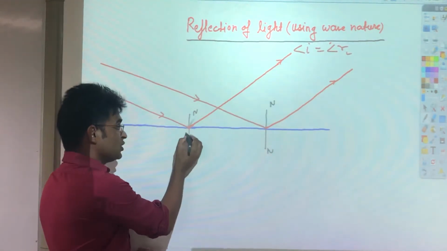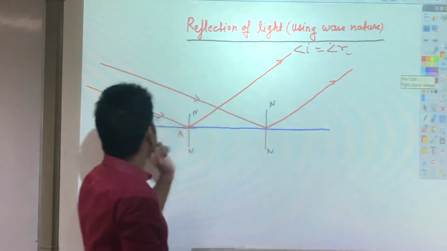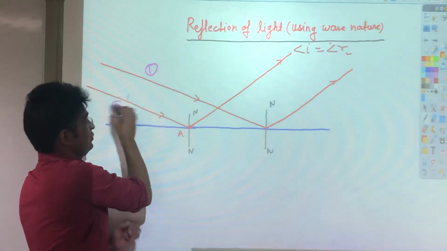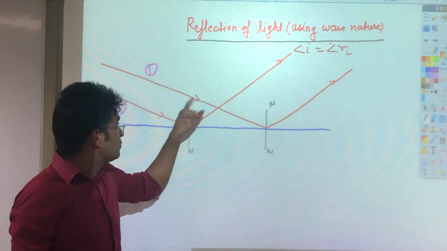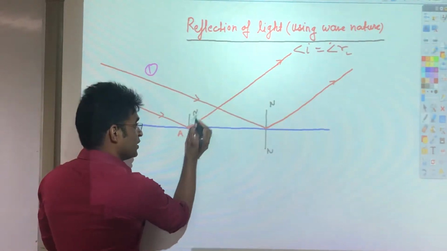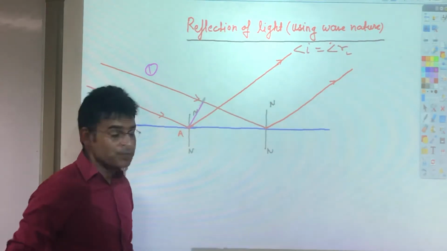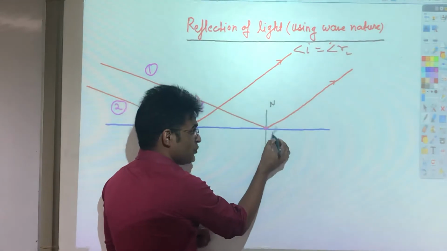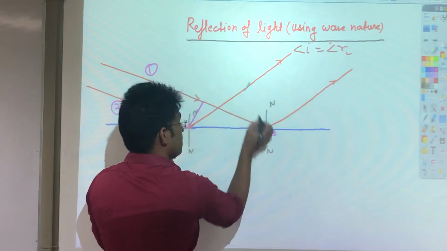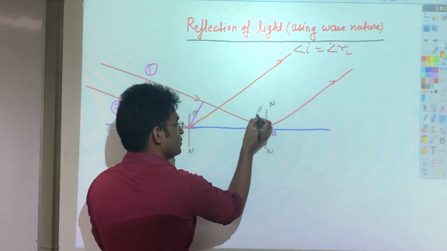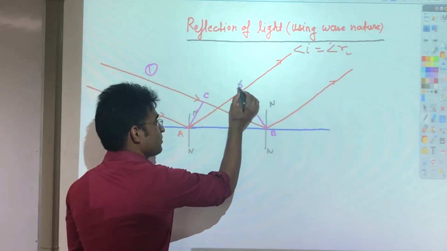Now I select this point as A, and I draw one perpendicular line from point A to the first line. This is the first line and this one is the second line. From this point A I draw one perpendicular line on the second one. This purple one is perpendicular to that, means this angle is 90. Now I select this point as B, and I draw one perpendicular line from point B to this line, means this one. Let's say this one is C, this one is D.